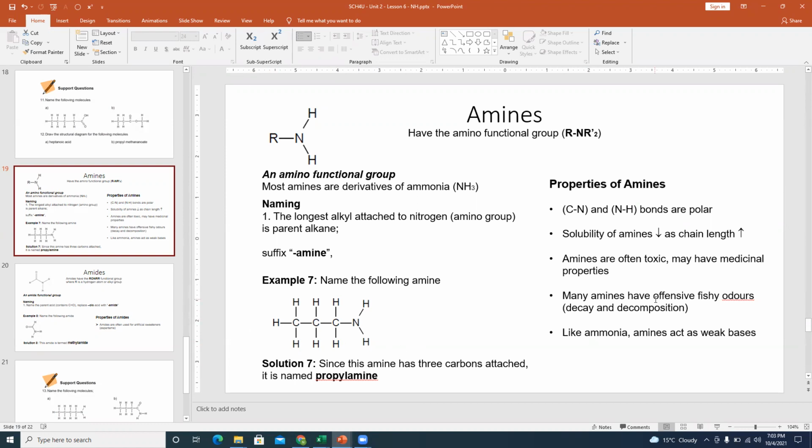Amines are oftentimes very toxic, but they may have some medicinal properties. Oftentimes, amines have a very foul, fishy type of odor, which is associated with decay and decomposition, something rotting and going bad. That's the smell of amines. And like ammonia acts as a weak base, and because amines are derivatives of ammonia, amines too behave as weak bases.